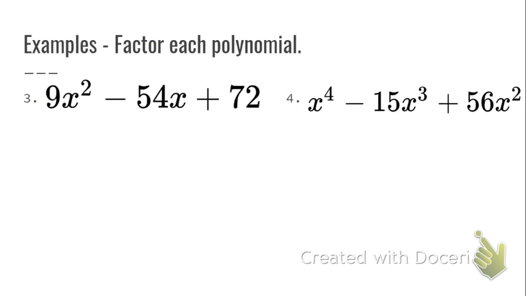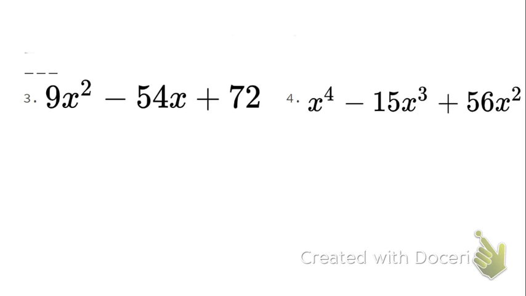All right, let's move on to 3 and 4. Again, if you need to make your lists in order to find your GCF, technically that's fine. Okay, so 9 would break into 3 times 3. 54 would break into 2 times 3 times 3 times 3. 72 would be 2 times 2 times 2 times 3 times 3.